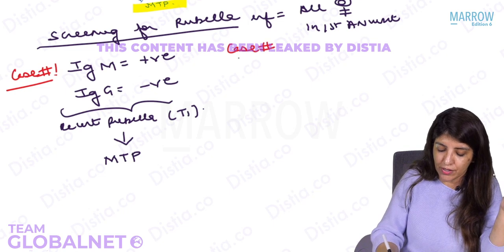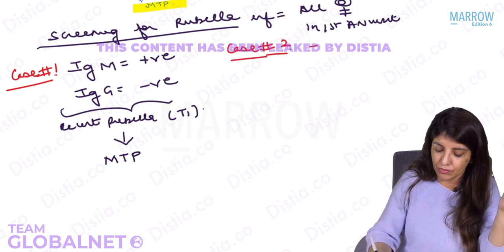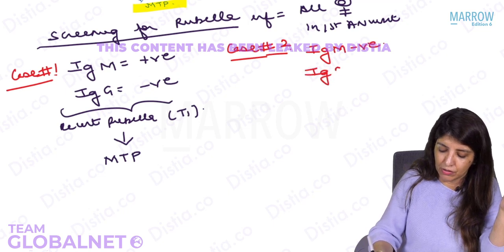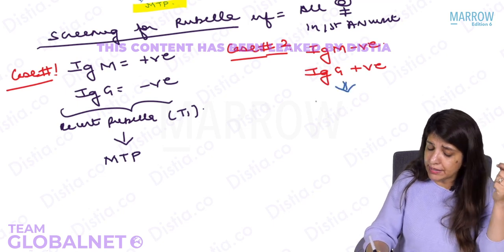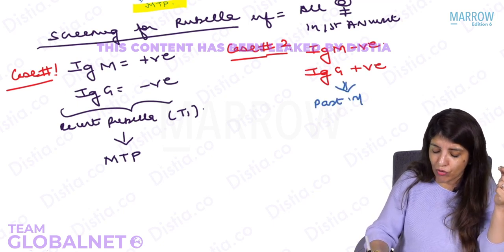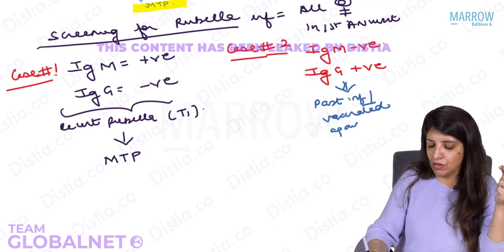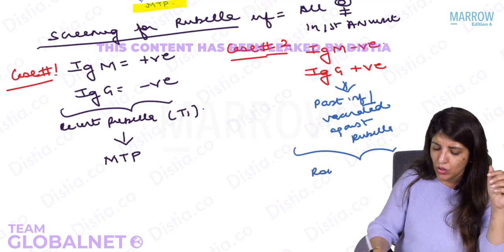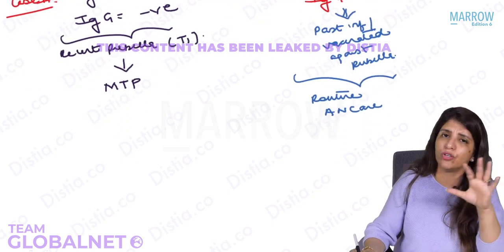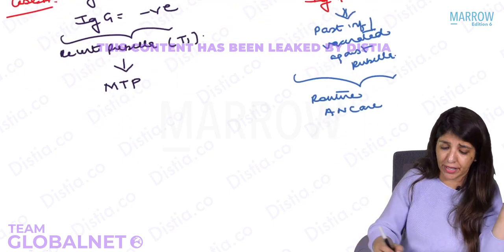Case number 2 is IgM negative, IgG positive. This means that this person either had a past infection of rubella or she is vaccinated against rubella. Right? So, no problem over here. You will do a routine antenatal care. You will give her routine antenatal care. She's going to continue her pregnancy.